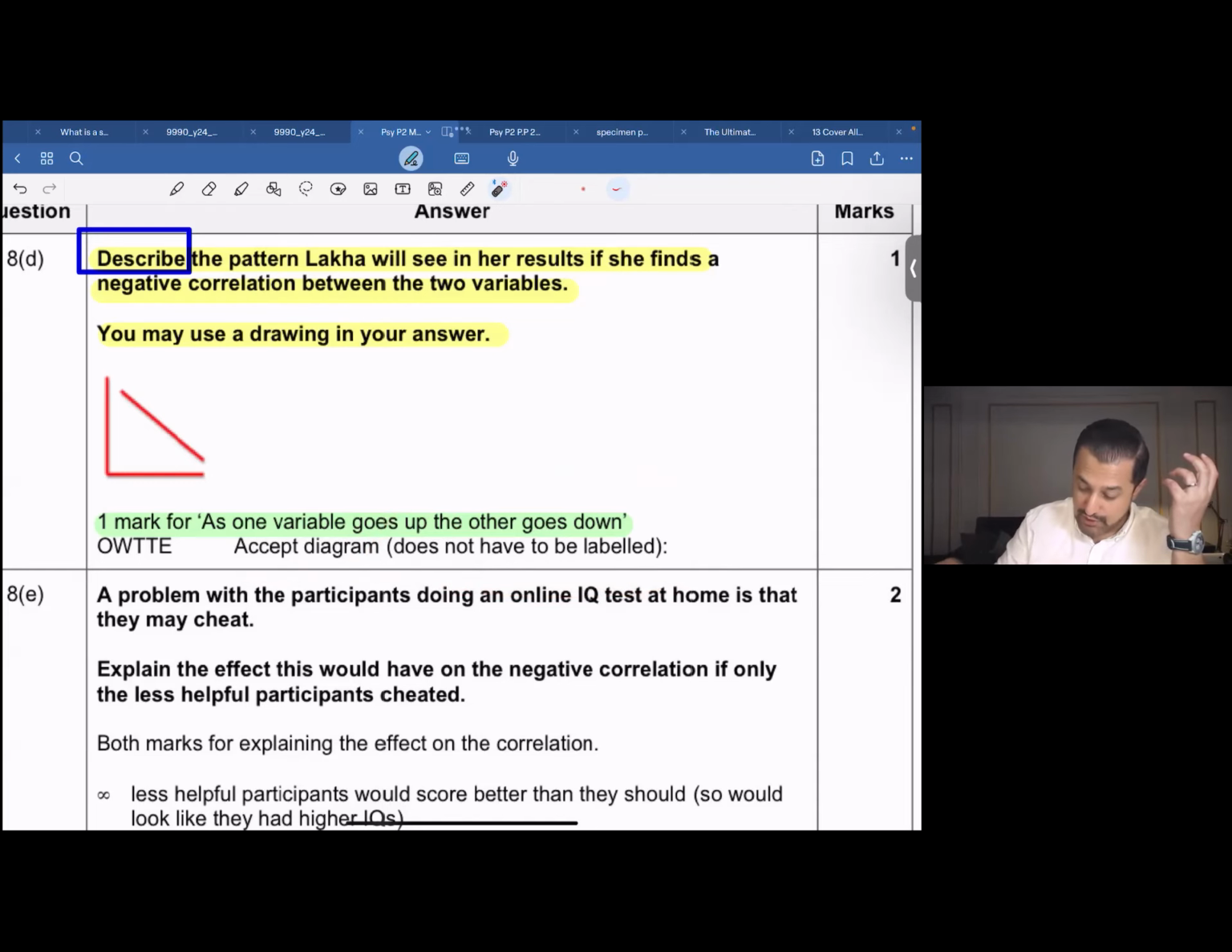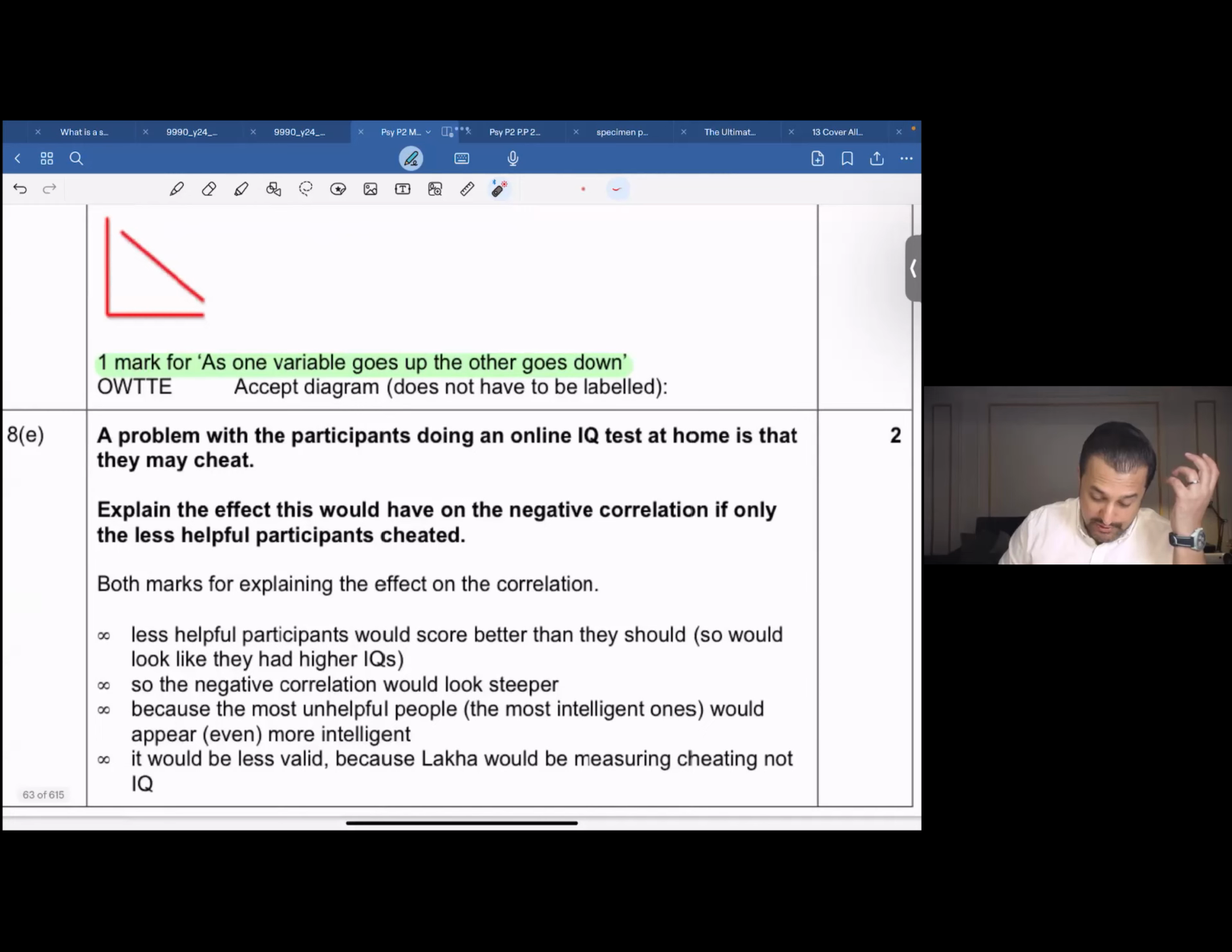Now, moving on to the next question. The next question over here is, a problem with the participants doing an online IQ test at home is that they may cheat. Explain the effect this could have on the negative correlation if only the less helpful participants cheated.